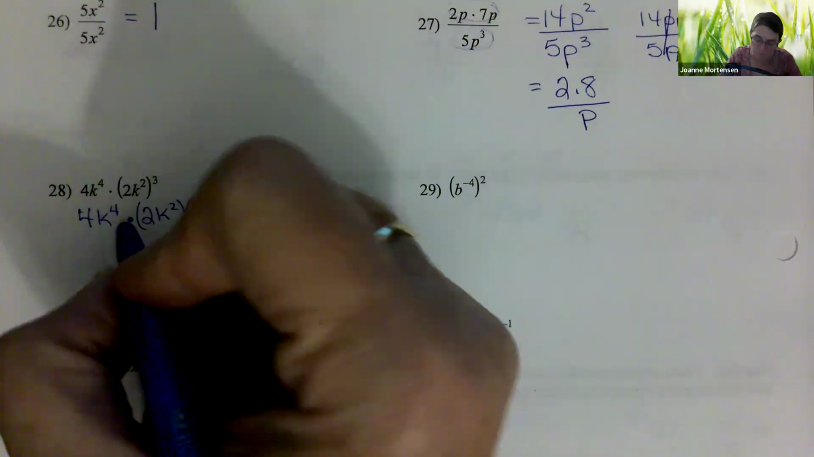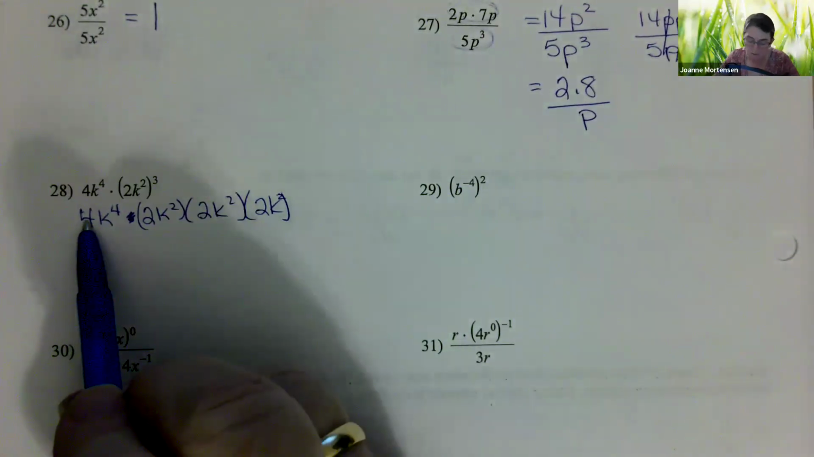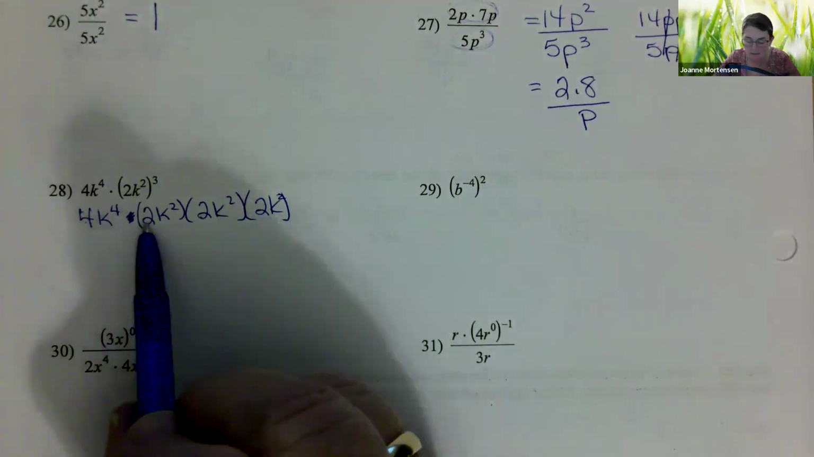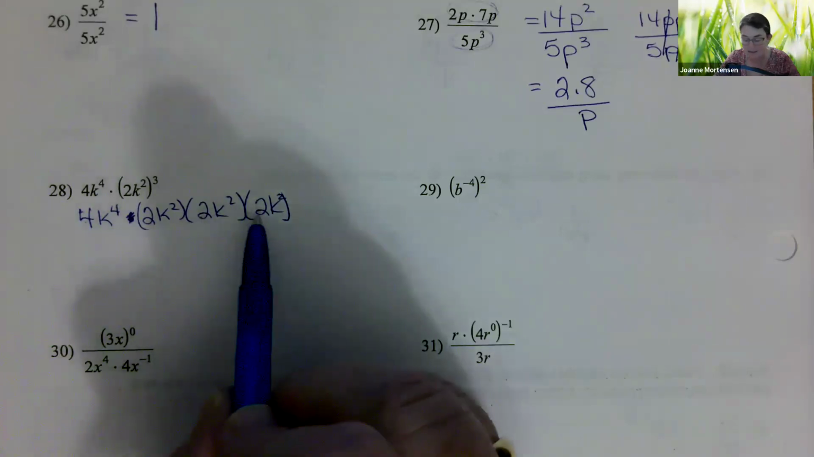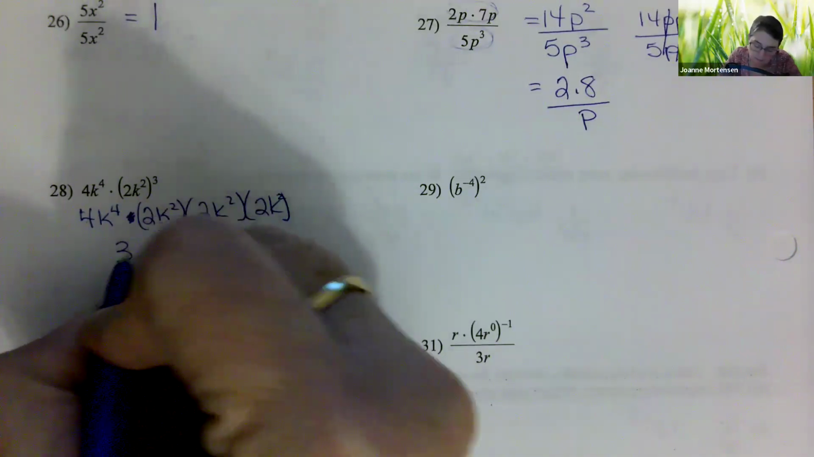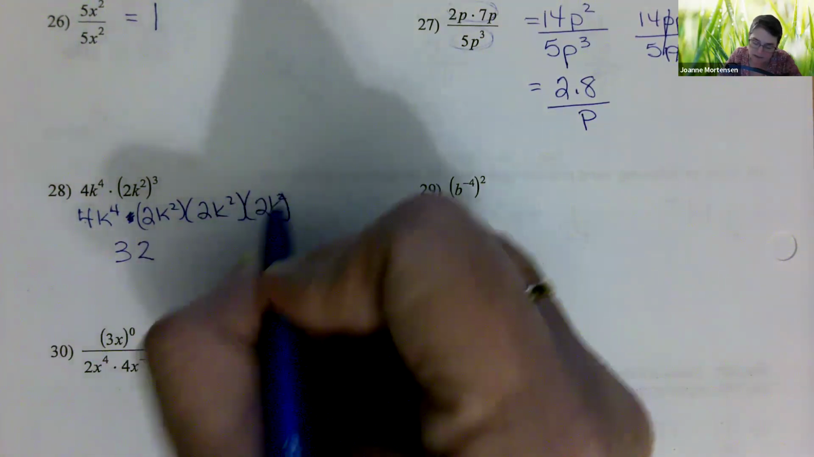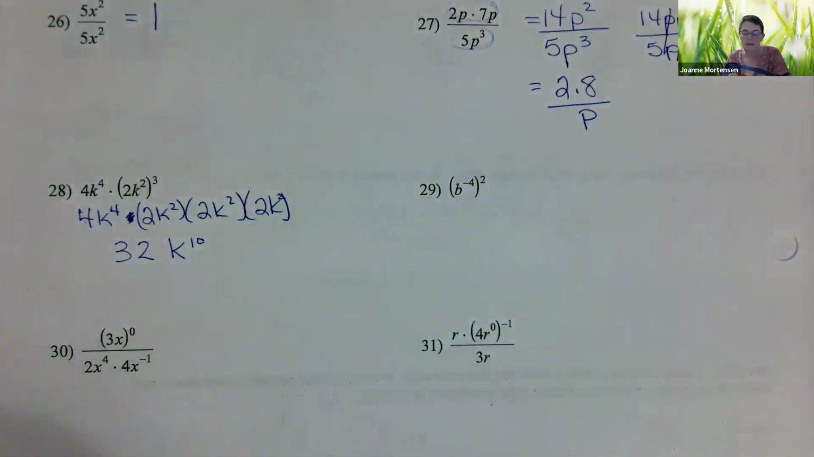And by the way, this is weirding me out. I didn't really need that part. I can just go 4 times, sorry, 4 times 2 is 8 times 2 is 16 times 2 is 32. And 4 k's, 5, 6, 7, 8, 9, 10. k to the 10. There. All right.